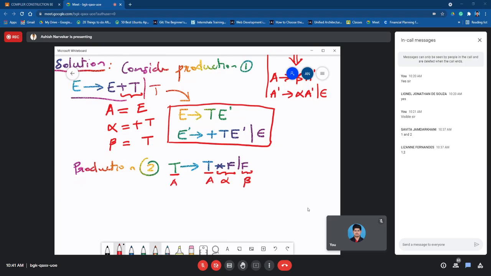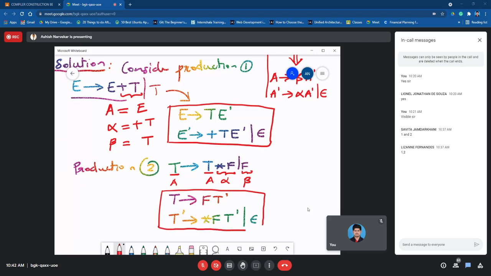So if this is the case, we can write it in the form T derives beta T dash, right? So beta is F, so it will become F T dash, and T dash can be rewritten in the form of alpha and T dash itself. So alpha over here is asterisk F T dash or epsilon. Okay. So having done this, we have eliminated the left recursion from production number 2 as well.